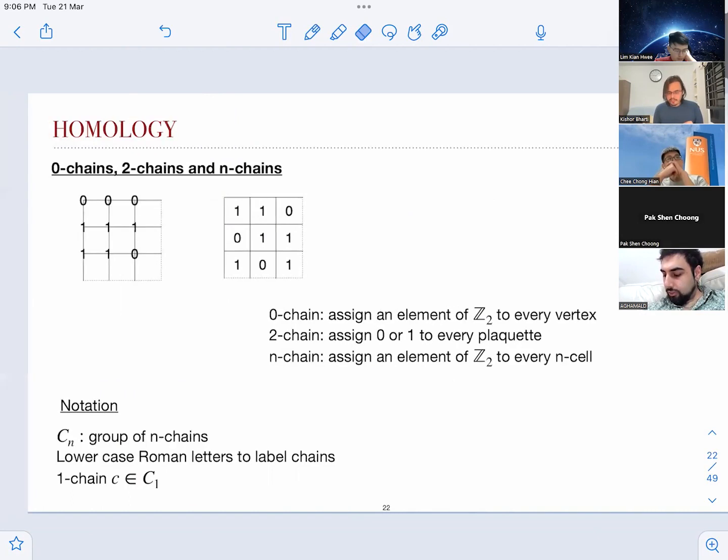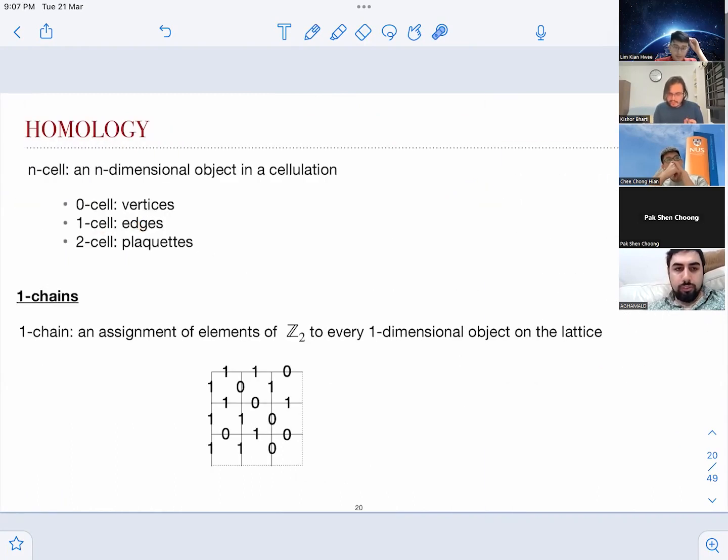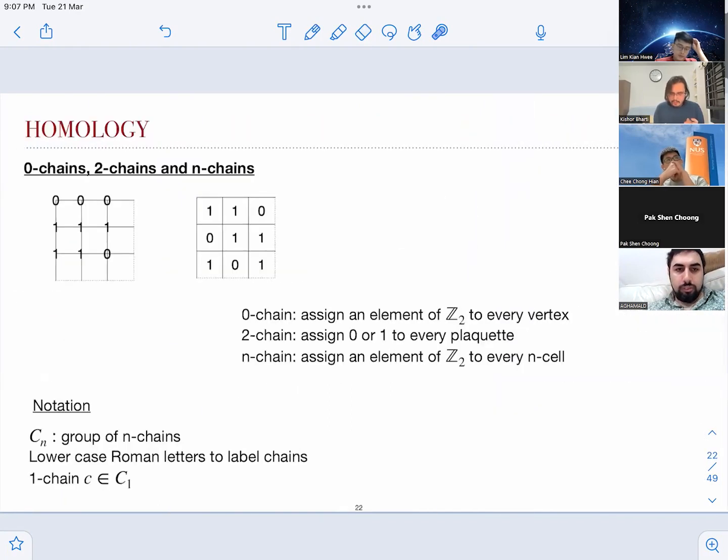So one chain assigns 1 and 0 to different edges, basically one cells. So one cell is an edge. So one chain assigns 1 and 0 to one cells. A 0 chain will assign 1 and 0 to 0 cells, which are vertices, so 0-dimensional objects. So we will try to assign 0, 1 to vertices. So that will be an example of a 0 chain.